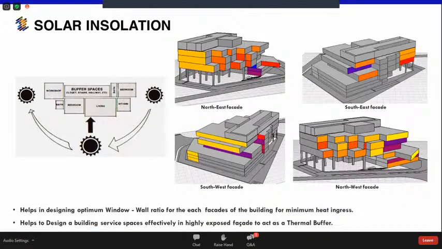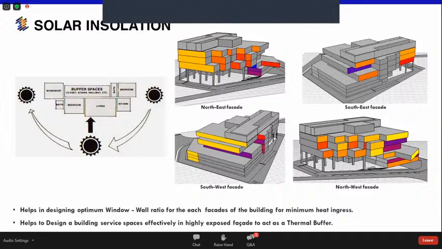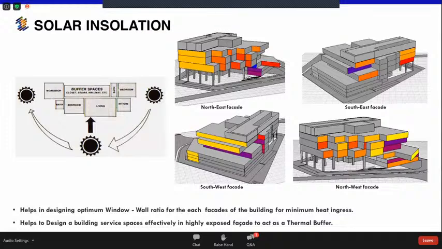The next one is solar insolation. When we finalize the ideal mass of the building and the orientation of the building, the next step is the analysis where we find the crucial facade. Since we have a lot of facades, once we finalize the orientation, each facade is analyzed with the solar radiation, so that we find out which facades are the crucial facades.